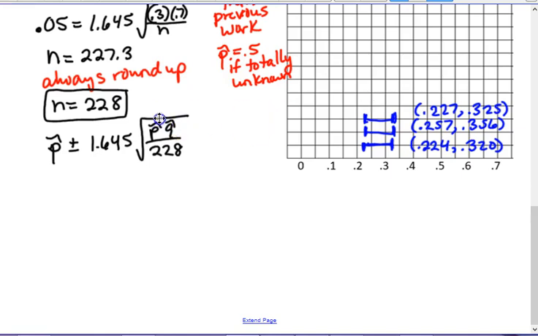It really does work to plan your n ahead of time. Now we're done with the topics in section 8.2, and you are ready to start some problems.